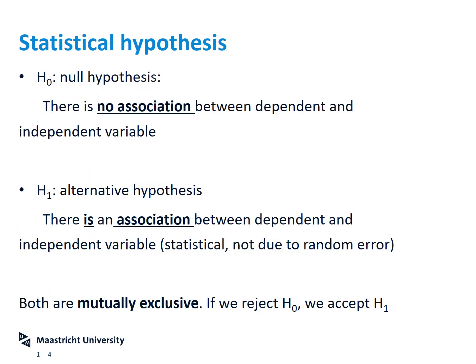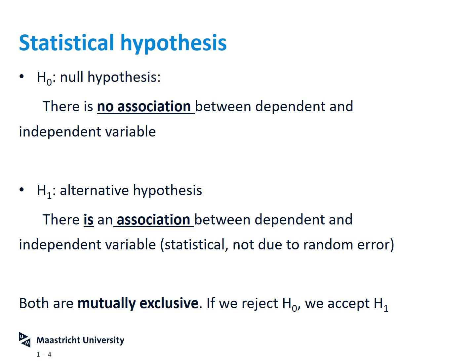Now, if we look at a statistical hypothesis, we usually have two hypotheses. The first one is the null hypothesis or the zero hypothesis, where we say that there's no association between a dependent and an independent variable. Now, we'll get to what dependent and independent variables are in the next example, but it's very important to know that you always have a second, alternative hypothesis stating that there is an association between the two variables and that this association is actually statistically significant, not due to some random sampling error.